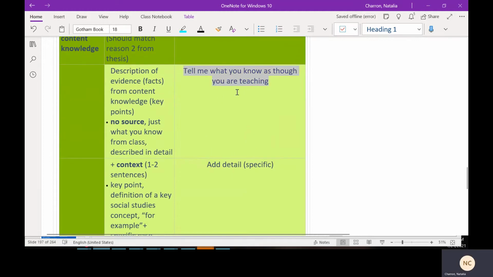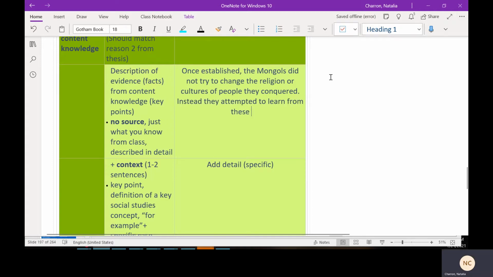Without using a source, here you need to tell me about that, like you're teaching me. So remember a key point and give it back to me, ideally with a good amount of detail. So once established, the Mongols did not try to change the religion or cultures of people they conquered. Instead, they attempted to learn from these different cultures.